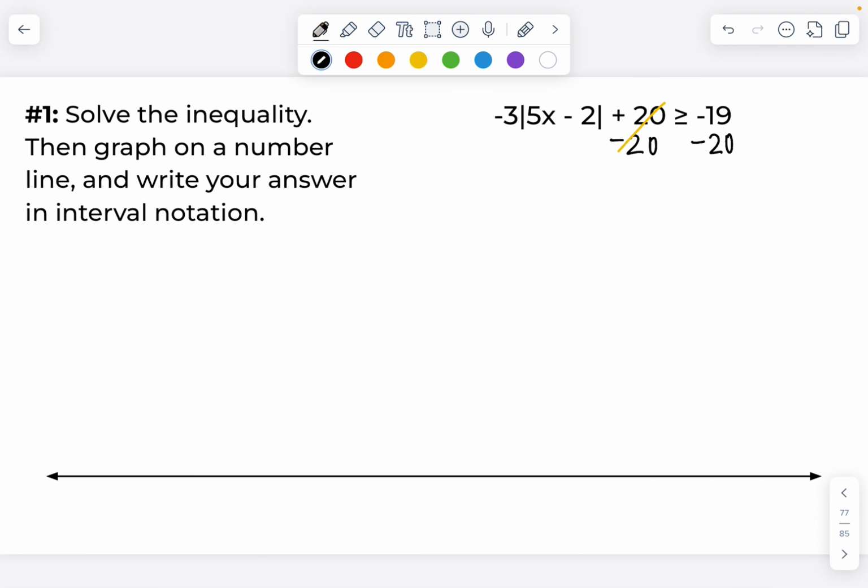If I subtract 20, I'm going to have -3 times the absolute value of 5x minus 2 is greater than or equal to -19 minus 20, which is going to give me -39.